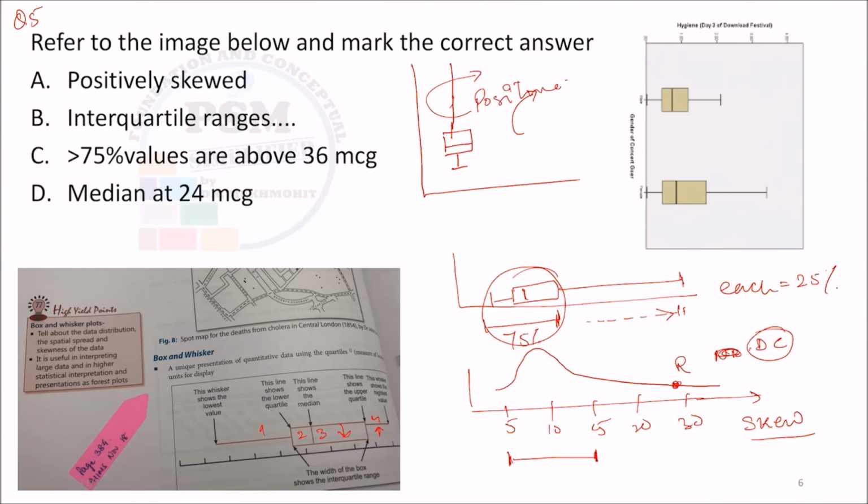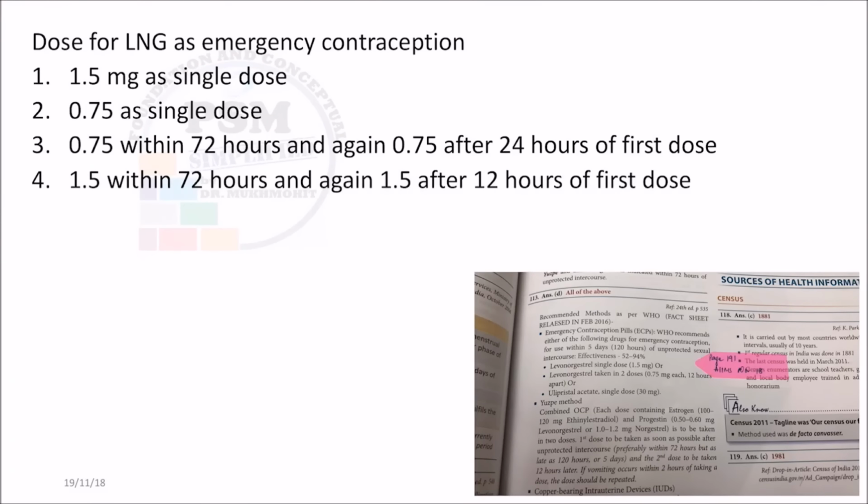There were some interquartile ranges. Each value, please remember each box. So in a normal box and whisker, each part will correspond to 25%. From this point to this point, 25% of the population. This point to this point is again 25%. This point to this point is again 25%, and this one is 25% of the population. So the answer over here we would like to go with is a positively skewed data. Question number 6.